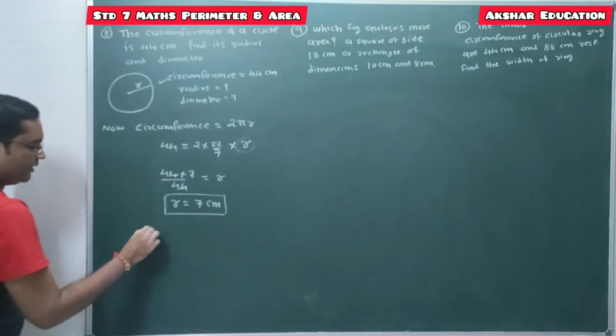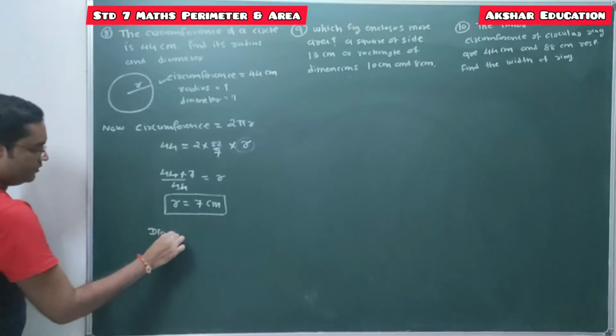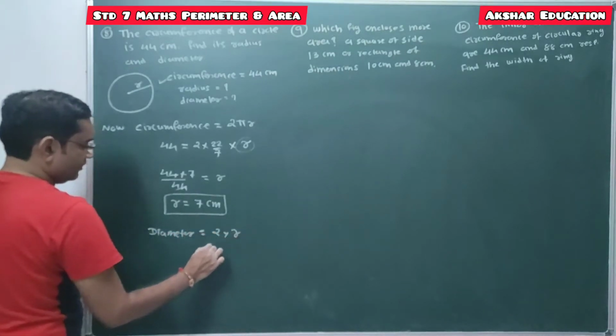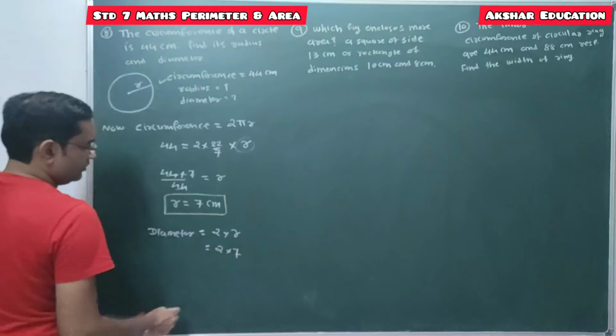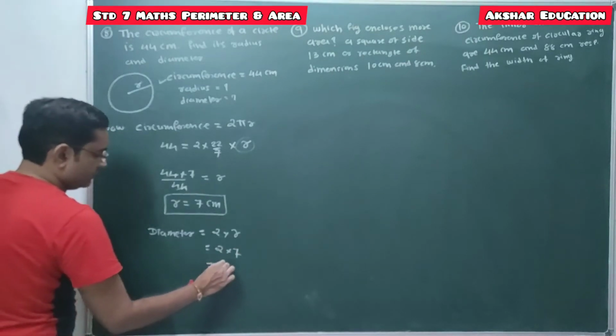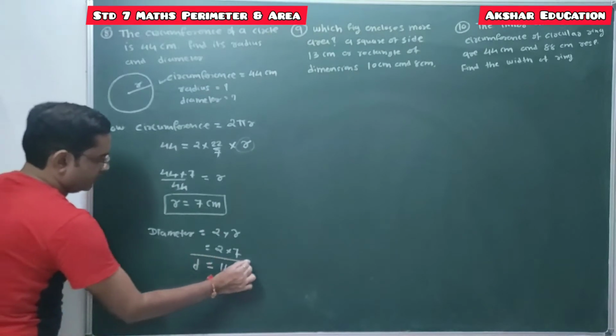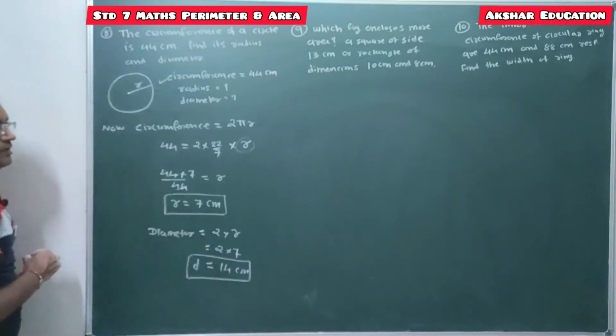So we can also find the diameter. Diameter is nothing but twice the radius. So twice the radius, 2 sevens are 14 centimeter. That is the value of diameter d for this circle.